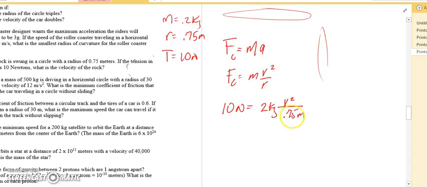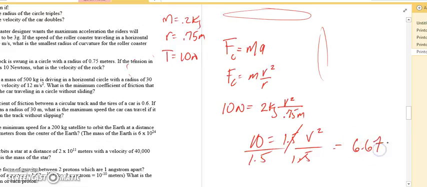Multiply both sides by 0.75. Actually, we don't. We get 1.5 here, so 10 equals 1.5 v squared. Divide both sides by 1.5 to get 6.67 meters per second.